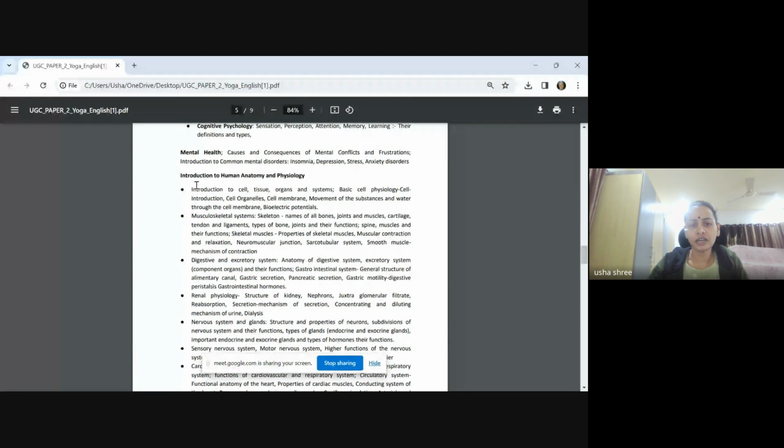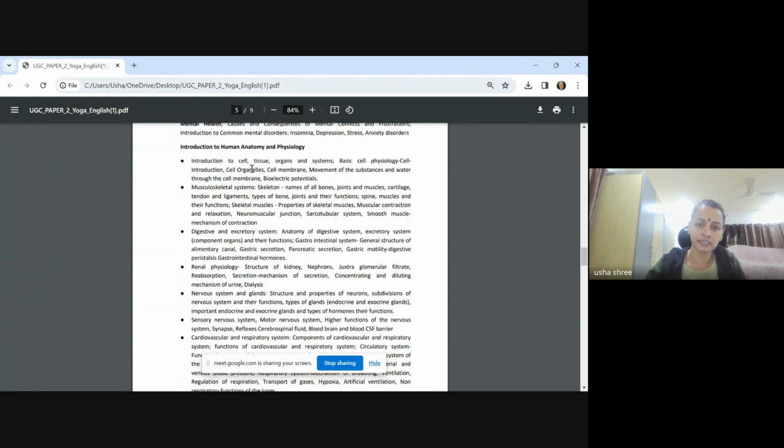And introduction to human anatomy and physiology. This is, again, though it's part of the 6th unit, a subject in itself. So this includes the anatomy and physiology of the human body, where you will have details about the cell, then the cell organelles, then the different kinds of systems like the musculoskeletal system and digestive and excretory system. Then we have the renal physiology.